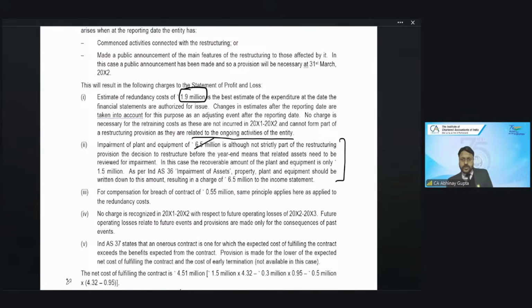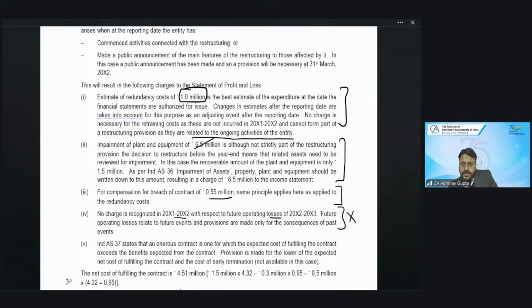Yes, sir. So restructuring provision, impairment loss, and then for breach of contract, 0.55 million is the cost which the company has to pay. So this will also be required to be recorded, correct? Yes, sir. Now, in the year, there is no change recognized in the year 2002 with respect to the operating losses. So operating losses, are we going to recognize? No, no. It doesn't matter what the operating loss is in the current year or in the future years, because they are anyway not considered.